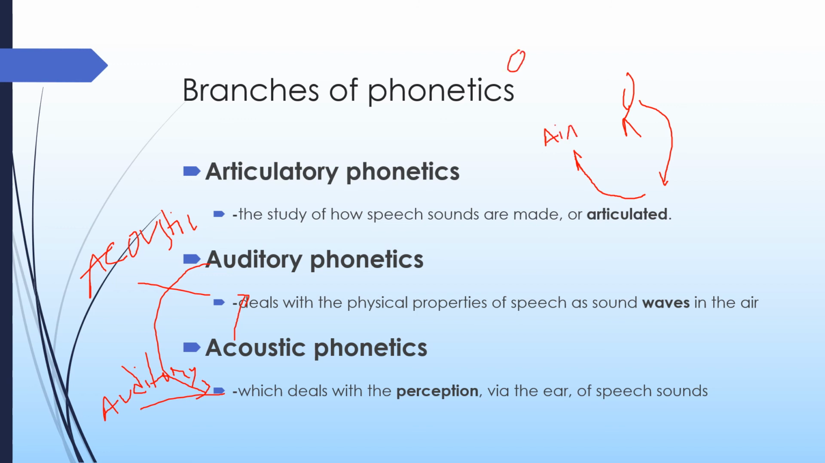Then some other person, that could be you, that could be me, actually receives this in his or her ear. By receiving those sounds, he can understand or decode the sound system into meaning. So that's how a language works: articulatory phonetics, auditory phonetics, and acoustic phonetics. Let's learn about these branches in detail.